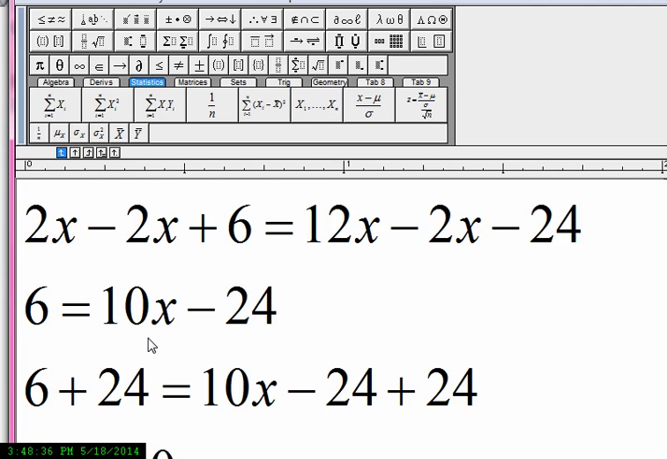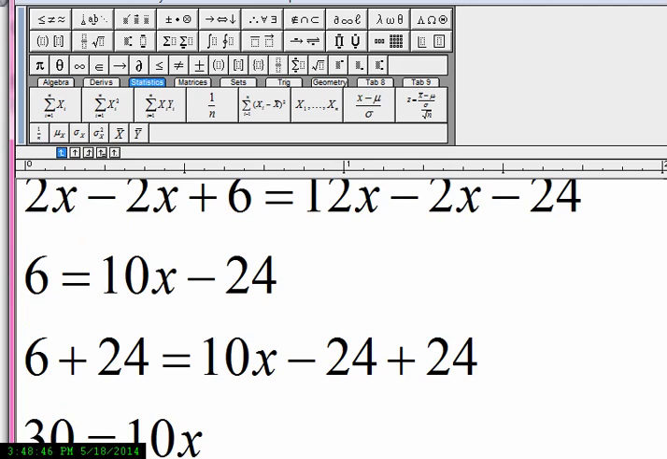And then I'm going to add 24 to both sides so that the subtracted 24 on the right is canceled. And so I get 10x equals 30. And then dividing both sides by, well, of course, not by 3, divide both sides by 10, I get x equal to 3. So let's go ahead and put that answer in on ALEKS.